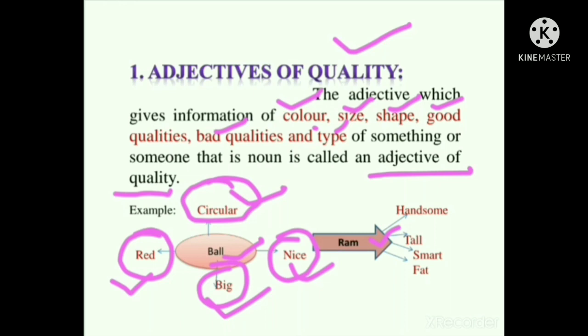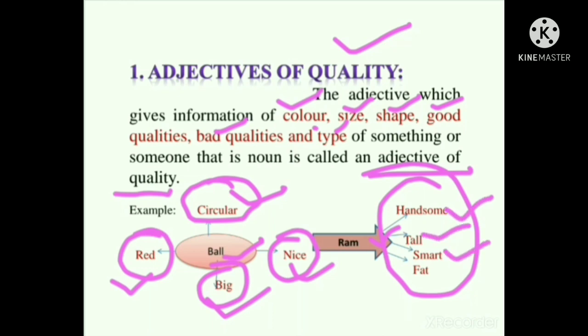Okay. In the second example, Ram is there, and to describe Ram, to tell how that Ram is, I have used these four words. First one is handsome, then tall, smart and fat. All these words are telling us the qualities of that Ram, and that's why these are also adjectives of quality.